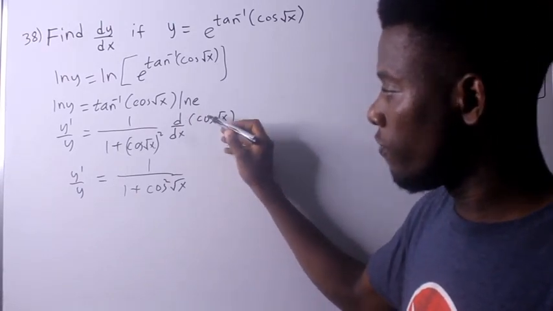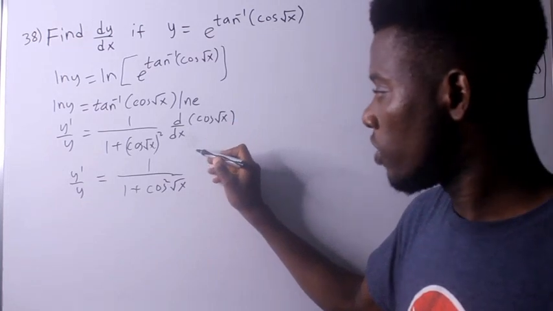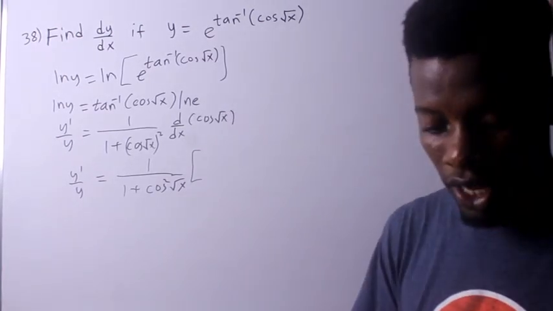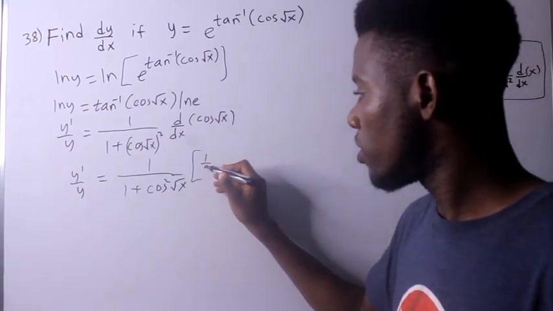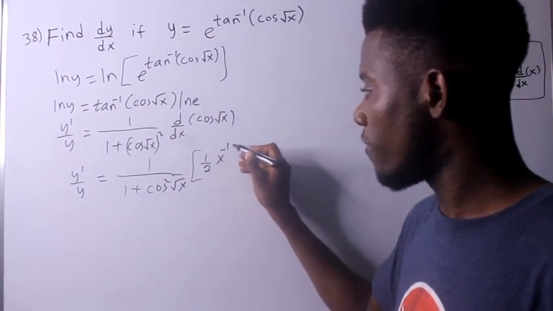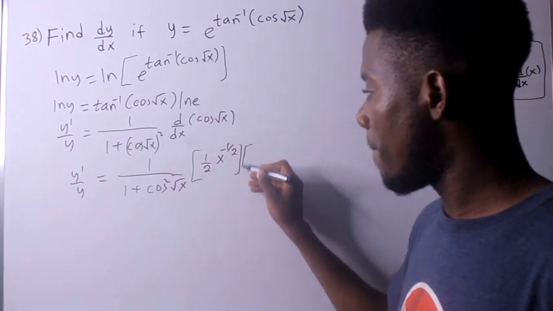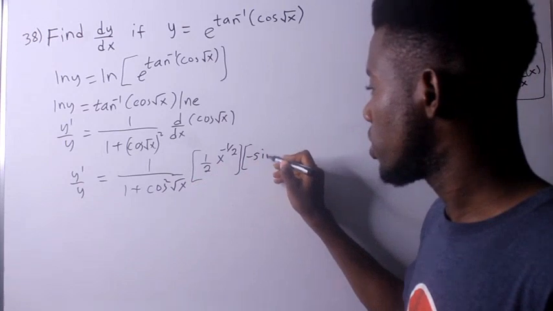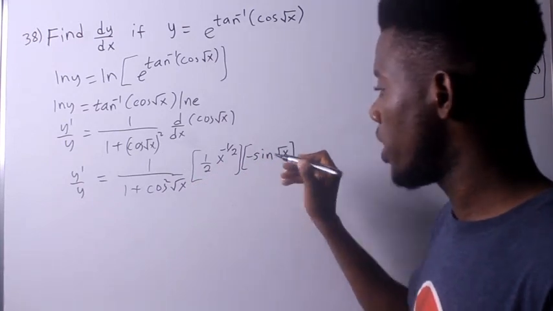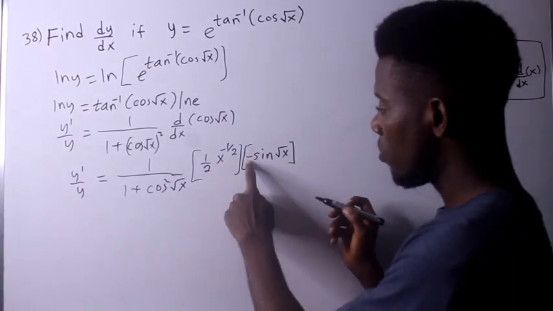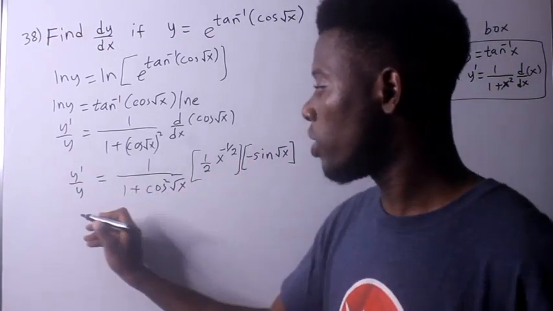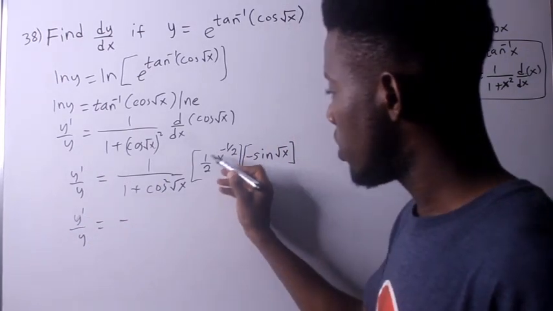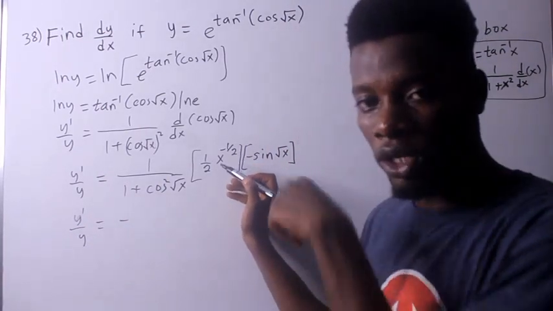Now we want to find the derivative with respect to x of cos of root x. So the first thing we do here is to find the derivative of root x. The derivative of root x is half x to the power of negative half. And then we multiply that by the derivative of cos. The derivative of cos is negative sine. So minus sine of the same angle root x. So this negative is actually going to come here. So I'm going to have y prime over y equals minus this half x to the power of negative half will go in the denominator.